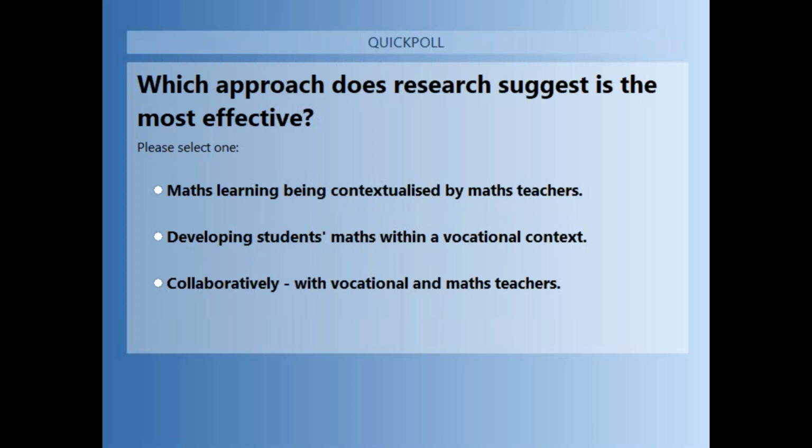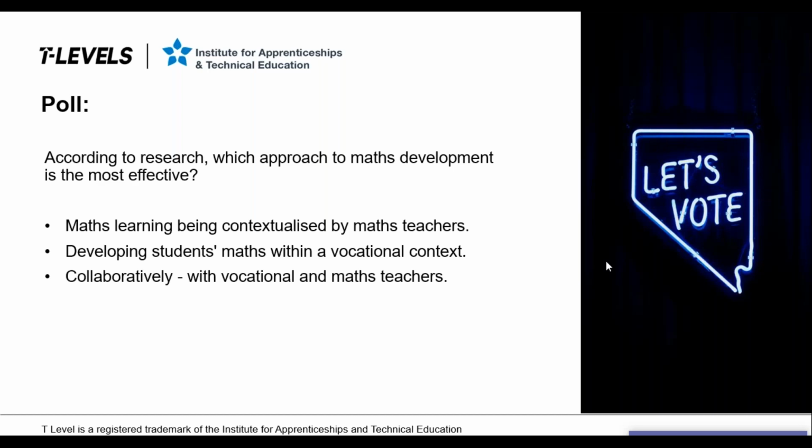Lovely, thank you. I'll just leave it a couple more seconds. Excellent, thank you for your answers there. So we've got 0% maths being contextualised by maths teachers, 25% developing the students' maths within a vocational context, and then 75% for the collaboration one, with vocational and maths teachers working together. Excellent. And all of those answers are correct. It depends on your subject area, the skills of your teachers, etc.